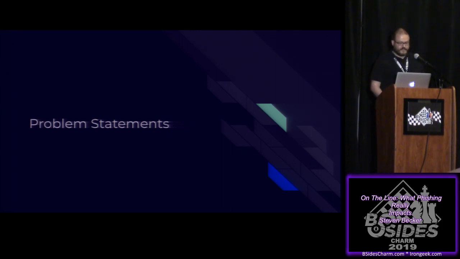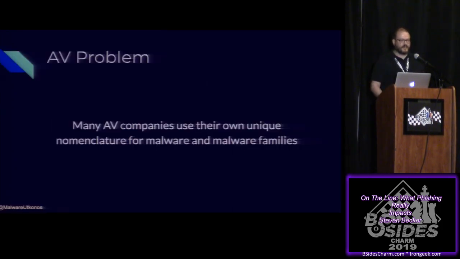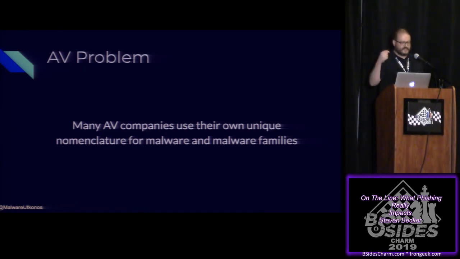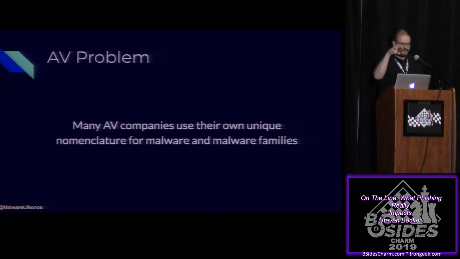The first one is commonly known as the AV problem. Many AV companies have their own unique nomenclature. When you submit a file to an AV scanner, or if the scanner finds a file on your machine, if it detects that file, it will return a result as to what it thinks that file is. That result varies across different scanner engines. It also has various unique nomenclature within one particular scanner. And so this presents a problem for using that data.